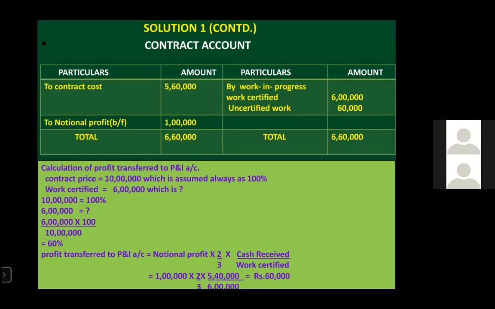So what is our notional profit? 1 lakh. 2 by 3 in the formula we need to apply into cash receipt, which is given in the problem as 5 lakh 40 divided by work certified 6 lakhs. So what is the profit transferred to P&L account? 60,000. So out of 1 lakh notional profit, only 60,000 profit will be transferred to P&L account, and the remaining 40,000 will go to reserve for facing unexpected things in the future, that is contingencies. Okay, I think you will understand this problem.